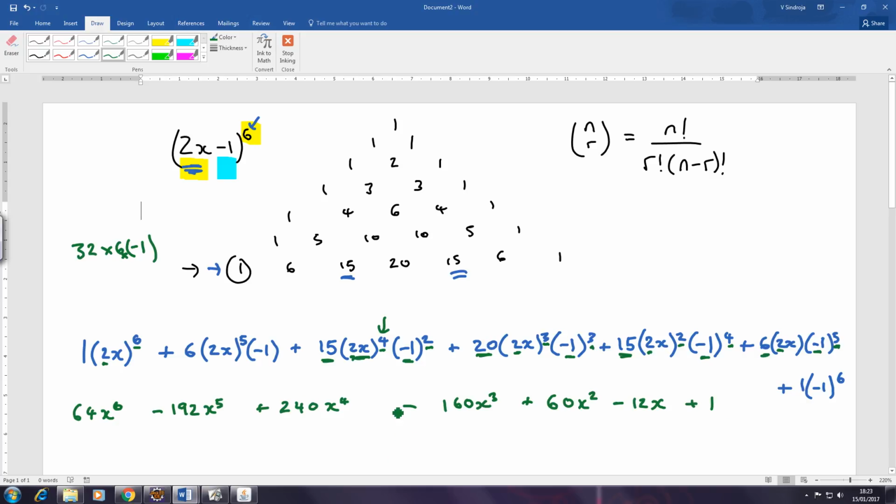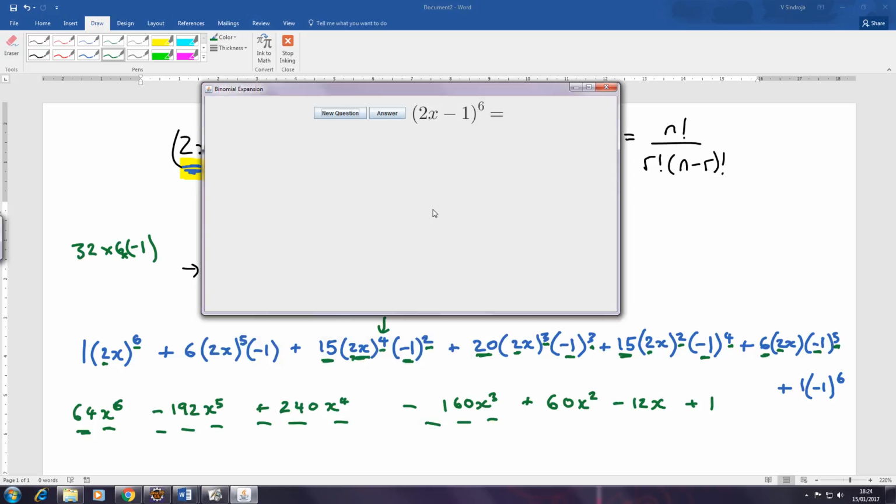So shall we see if we're right? So what was the answer? 64x to the power of 6 minus 192x to the power of 5 plus 240x to the power of 4 minus 160x cubed plus 60x squared minus 12x plus 1. Right then, let's press the answer button and pray we got it right.